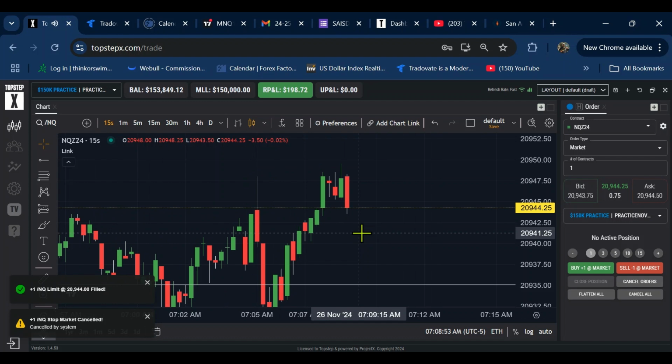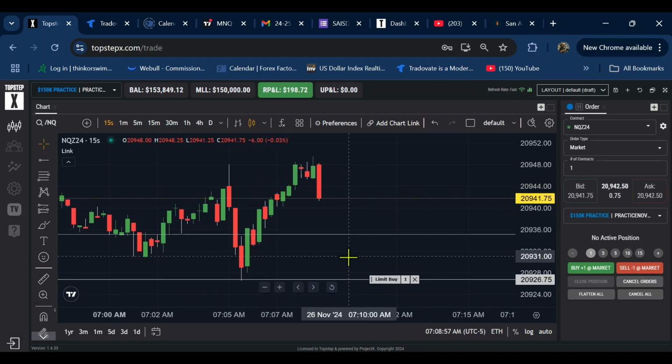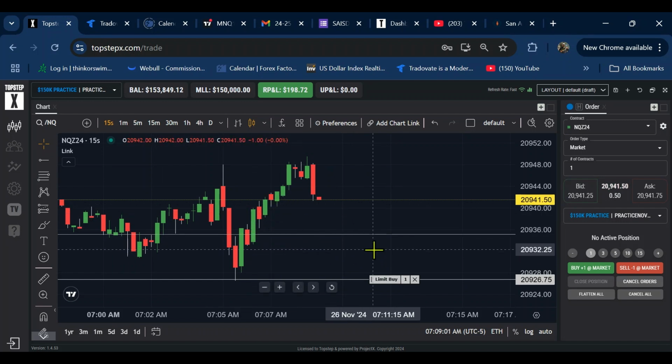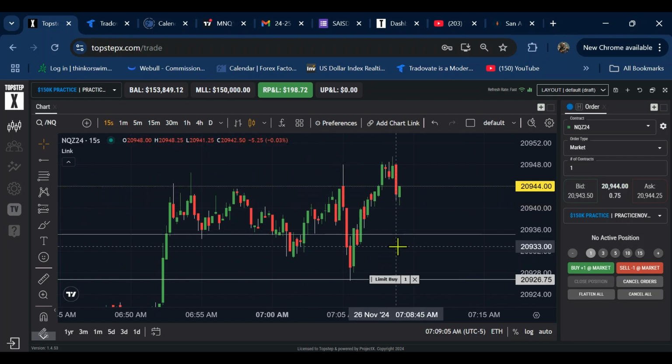And there we go. So now we reassess. Are we coming all the way down here? We're just taking some of this and then going back up. We took the high and immediately we pulled back.